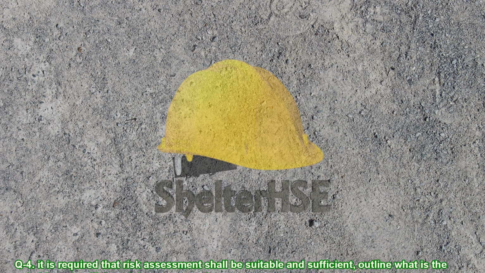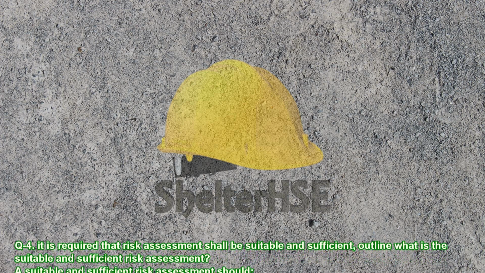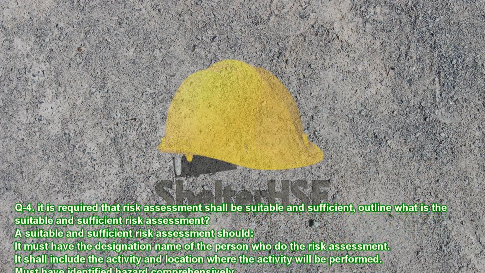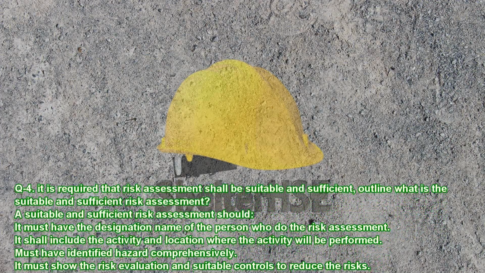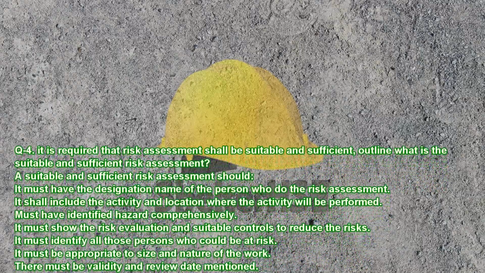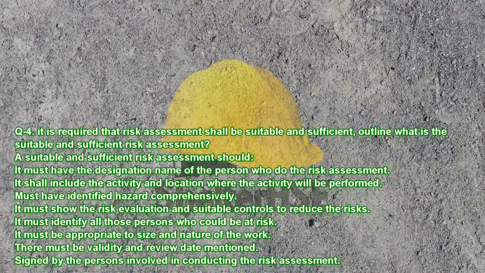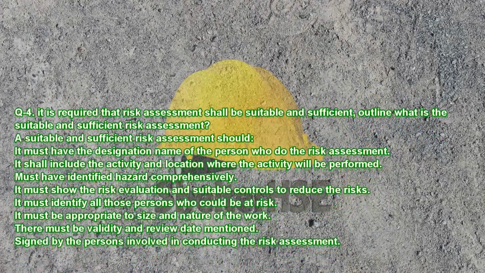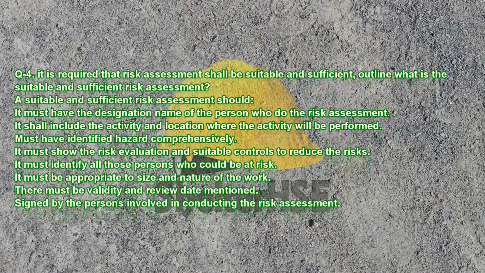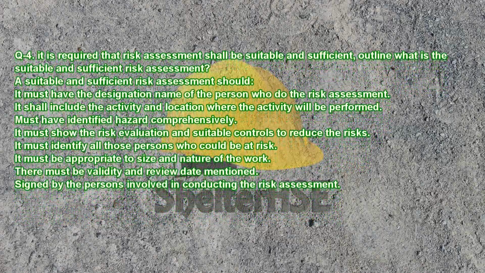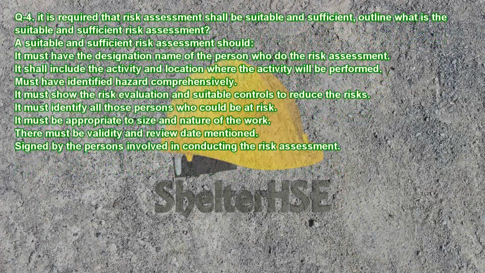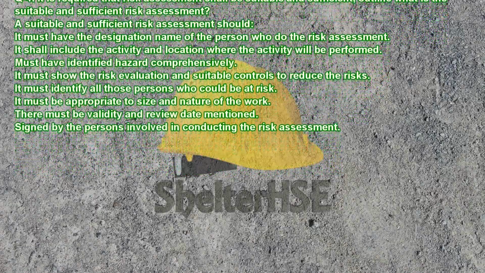Question 4. It is required that risk assessment shall be suitable and sufficient. Outline what is a suitable and sufficient risk assessment? Answer. A suitable and sufficient risk assessment should have the designation and name of the person who did the risk assessment. It shall include the activity and location where the activity will be performed. It must have identified hazards comprehensively. It must show the risk evaluation and suitable controls to reduce the risks.